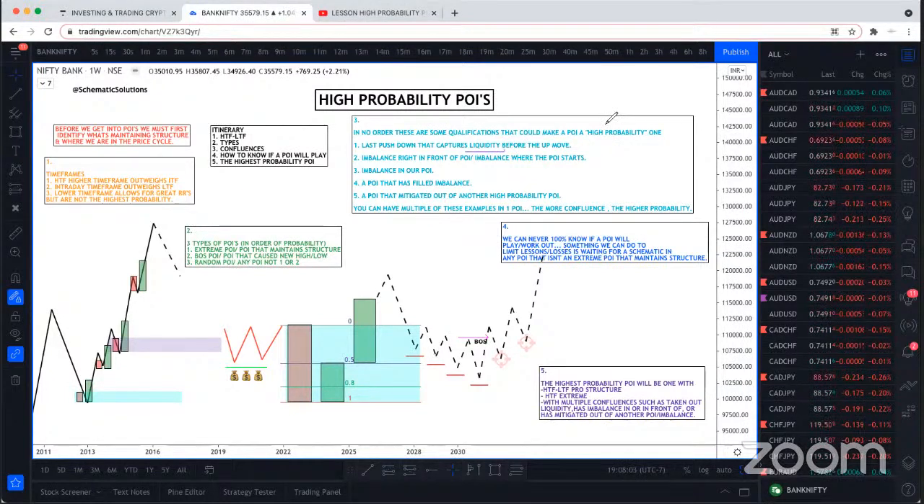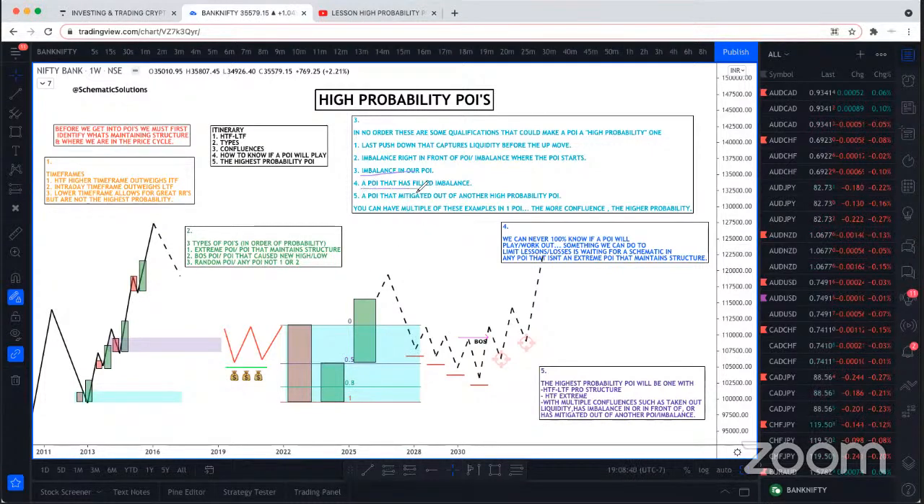Another example would be when we have imbalance right in front of our point of interest, or where the point of interest starts. For example, we have imbalance right here, right in front of the point of interest, or where the point of interest starts. Third, when we have imbalance inside of our point of interest, this is also a time where we can consider it higher probability, which is why we're always looking for that imbalance, because it gives price a reason to actually come back down.